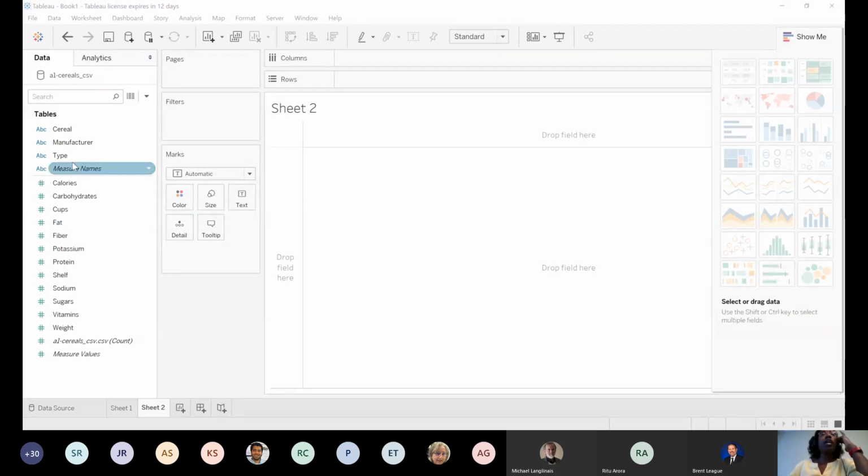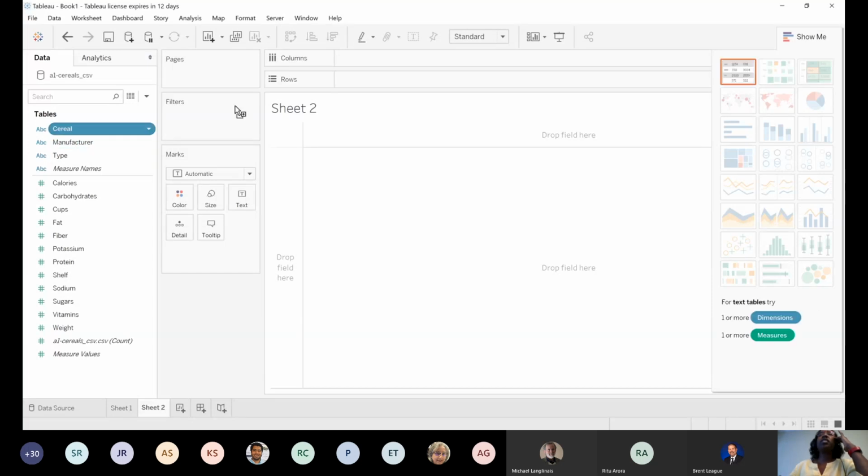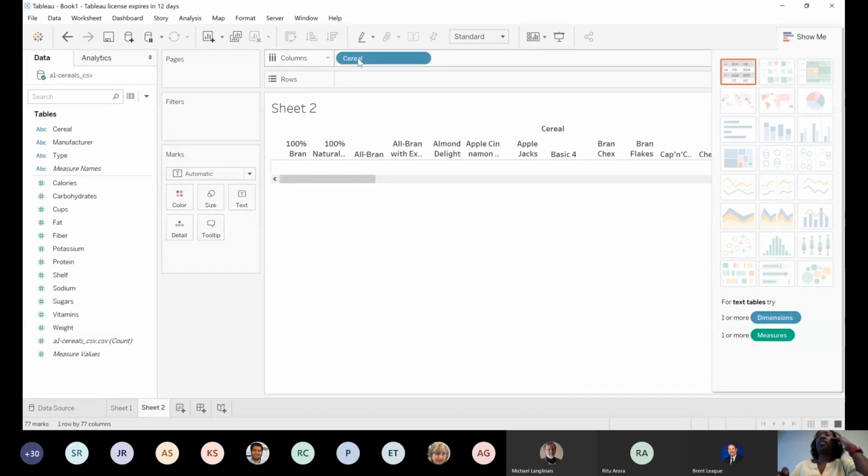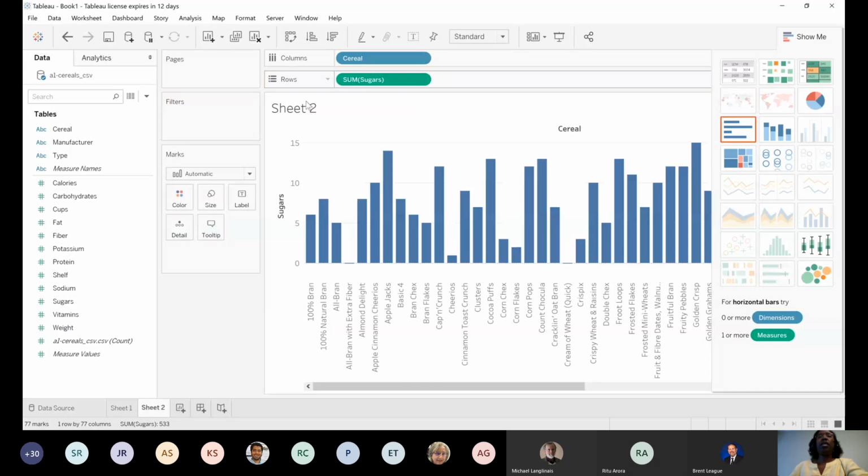So I'm going to say I want to look at maybe cereal. I'm going to put the columns, and I may move these around once I look and see what's there, or how it looks. Then for the cereal, I want to look at sugar content and maybe sodium.